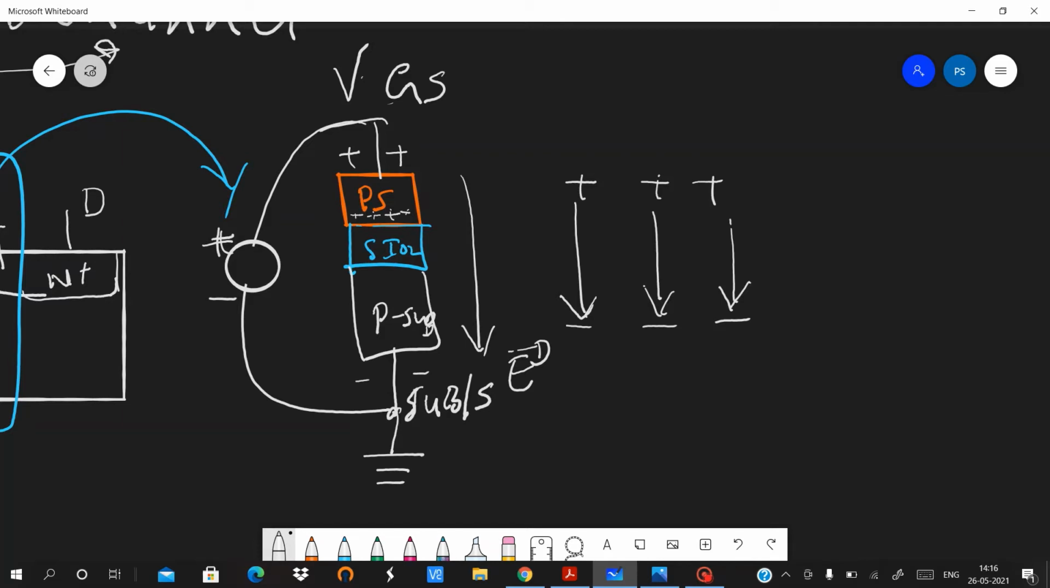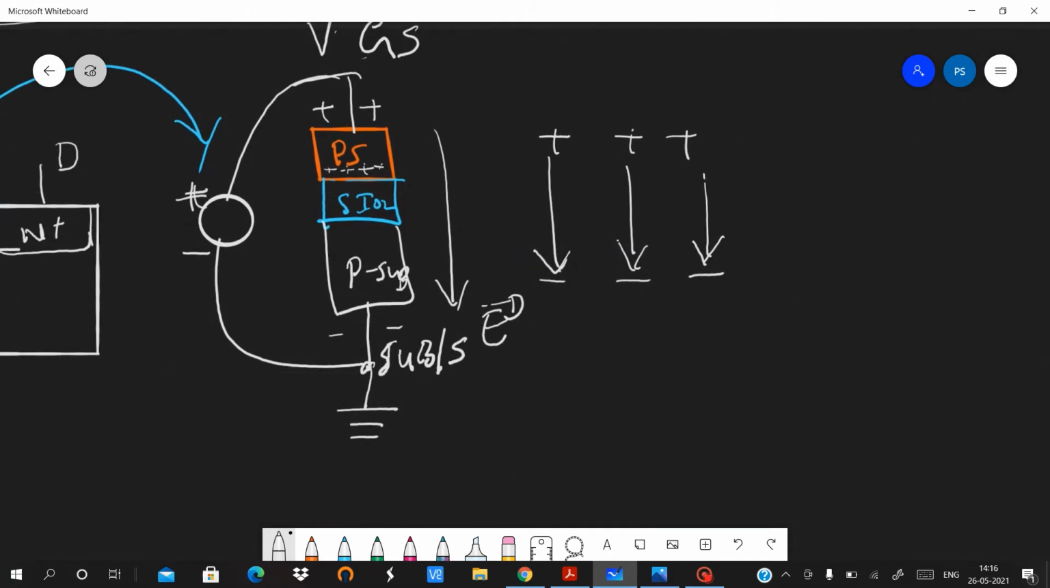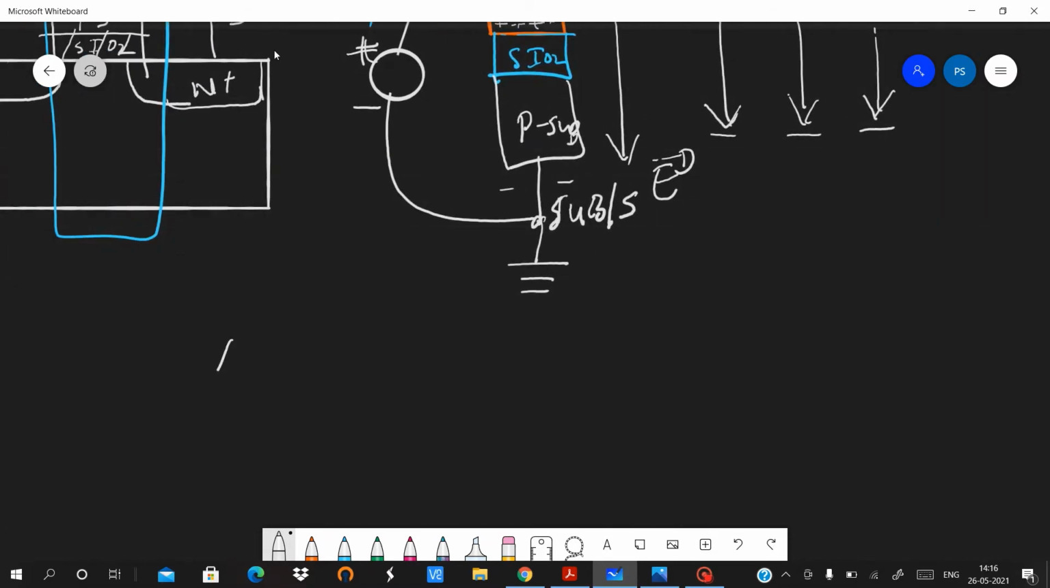So the first step that happens is, because there is an electrical field and this is a P substrate that has more holes, holes are in majority but electrons are in minority. So the first point which you must know and understand is that the number of holes times the number of electrons is always a constant called Ni square. So if the hole concentration increases, it means N0 will come down, so that the product is always Ni square.